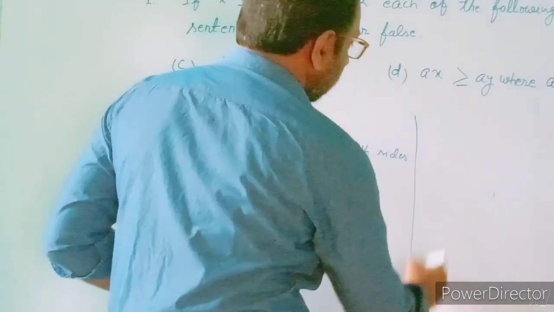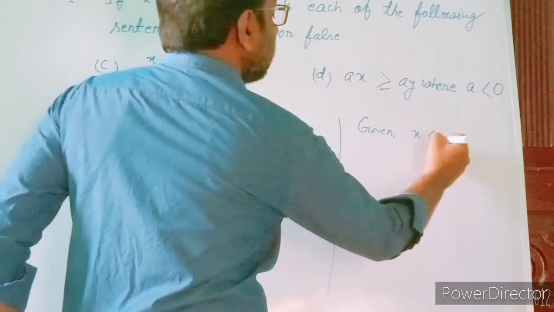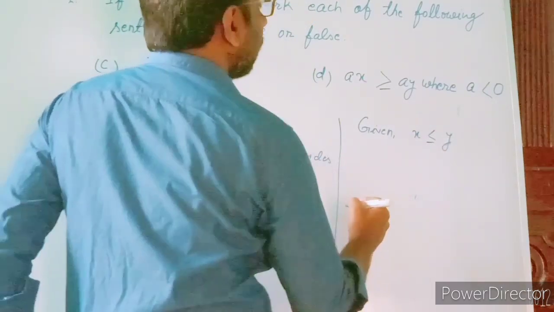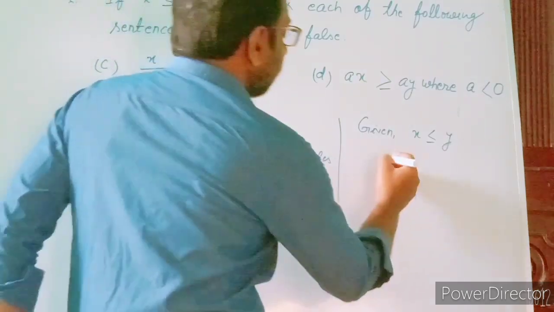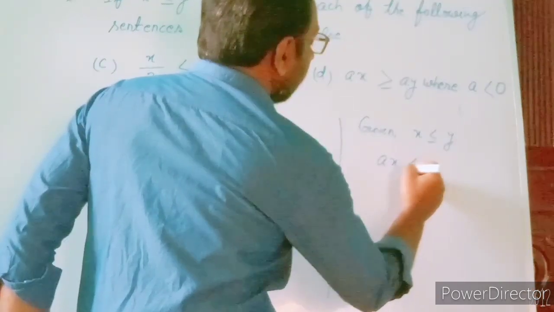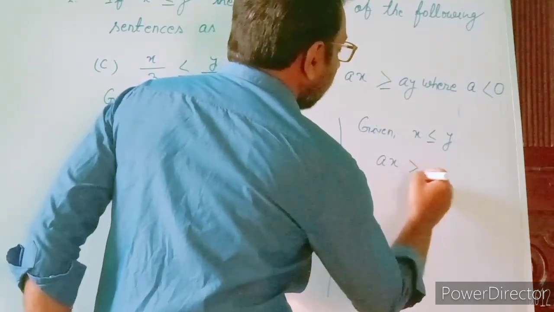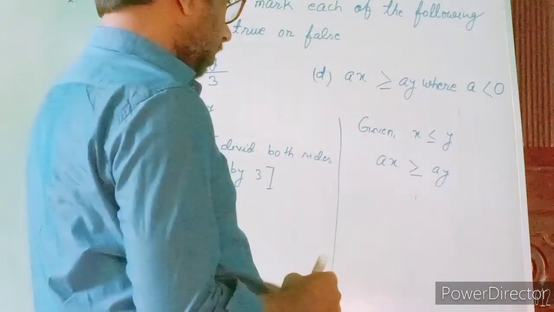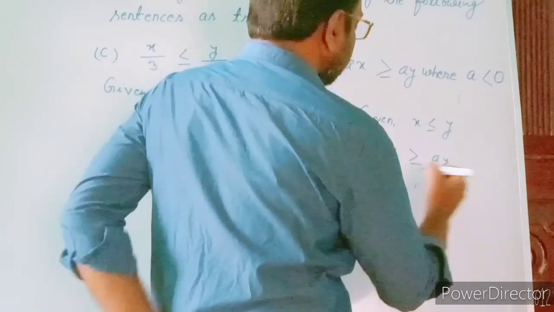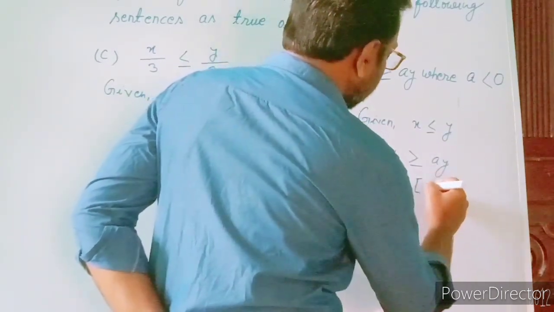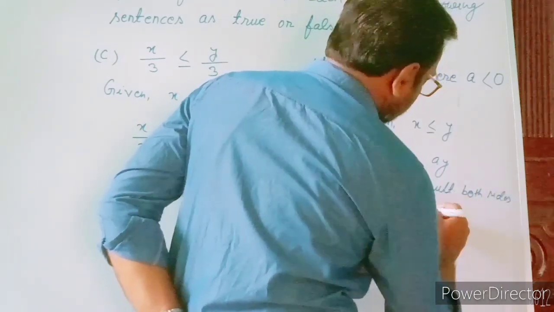Question number D. For this also we write, given x is smaller than or equal to y. For that, to get ax and ay, we multiply both sides by a, and this sign will reverse because a is less than 0. In bracket we write multiplying both sides by a.